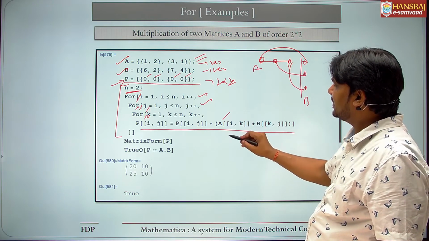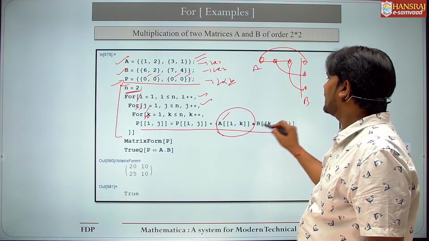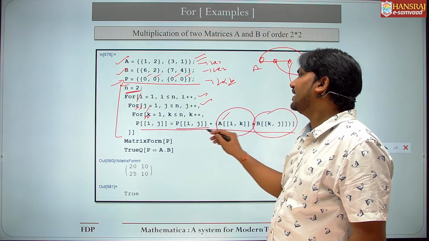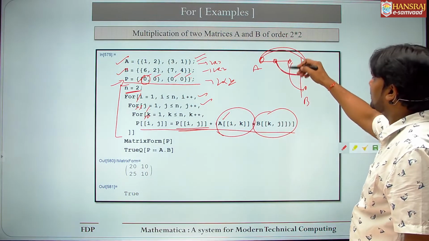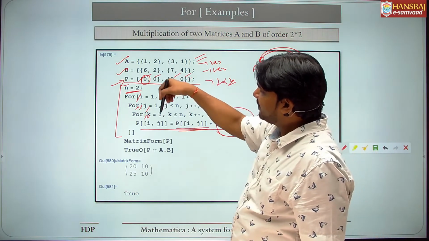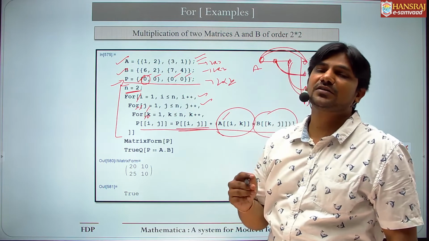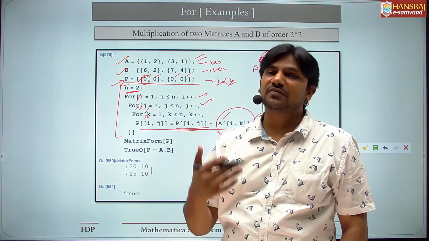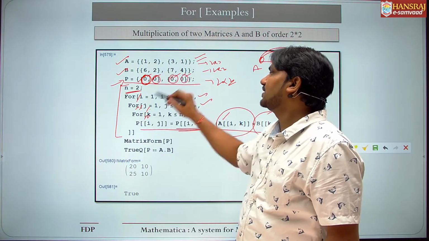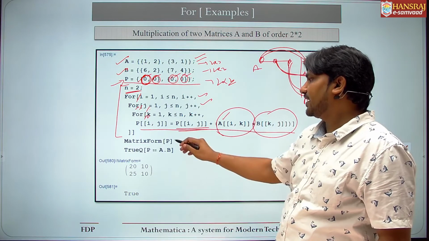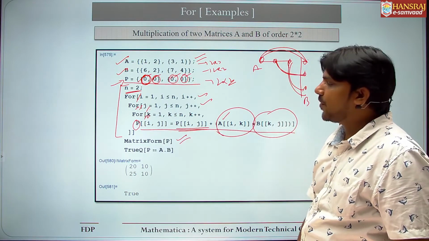So here you can see A[i][k] into B[k][j], right, for row and for column, and you will add this one, then plus this one, then plus this one, because we are using a sum here. As I have already said, whenever you are doing such a sum, the starting value should be 0, and that's why we have defined the third matrix with 0 values, right? And you will get your answer in P.